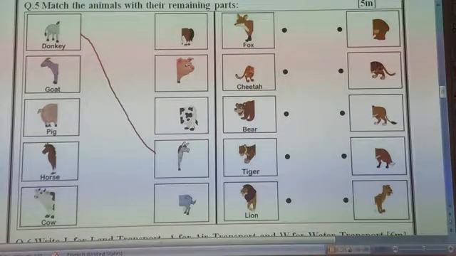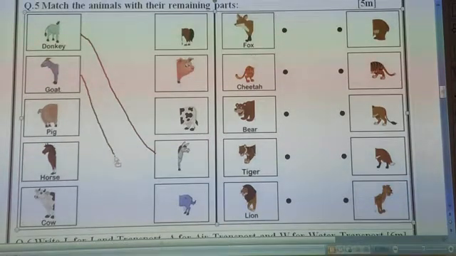Okay. Next is, which animal is this? This is half part of goat. And look at in this line, where is the remaining part of goat? The last one. Yes, this is the remaining part of goat. So we have to match half part of goat with remaining part of goat. So let's match. Yes.